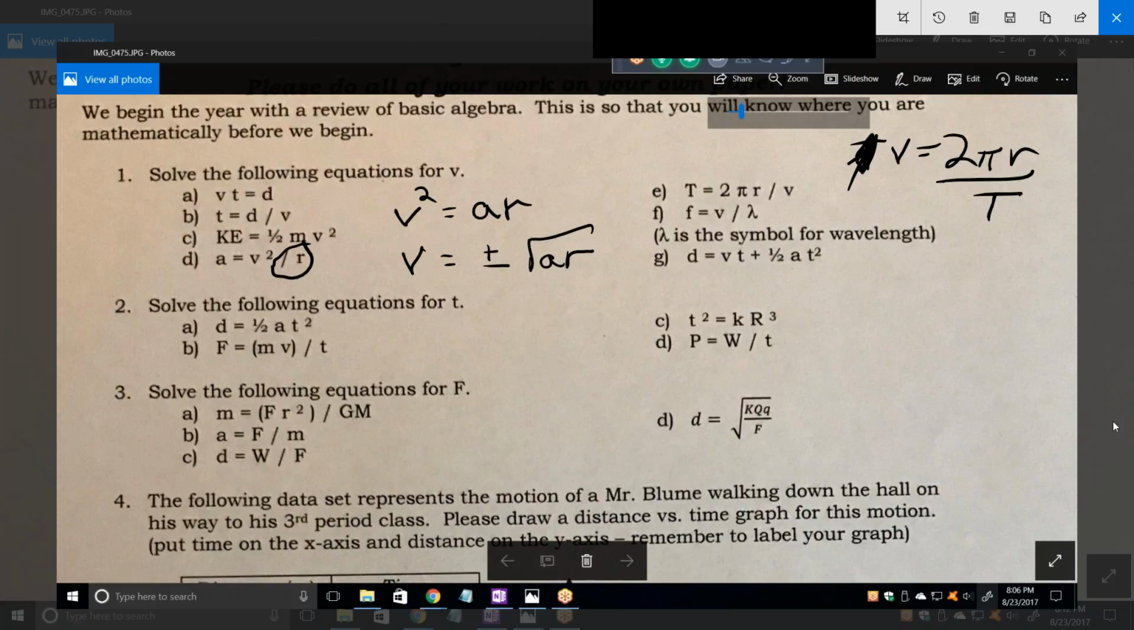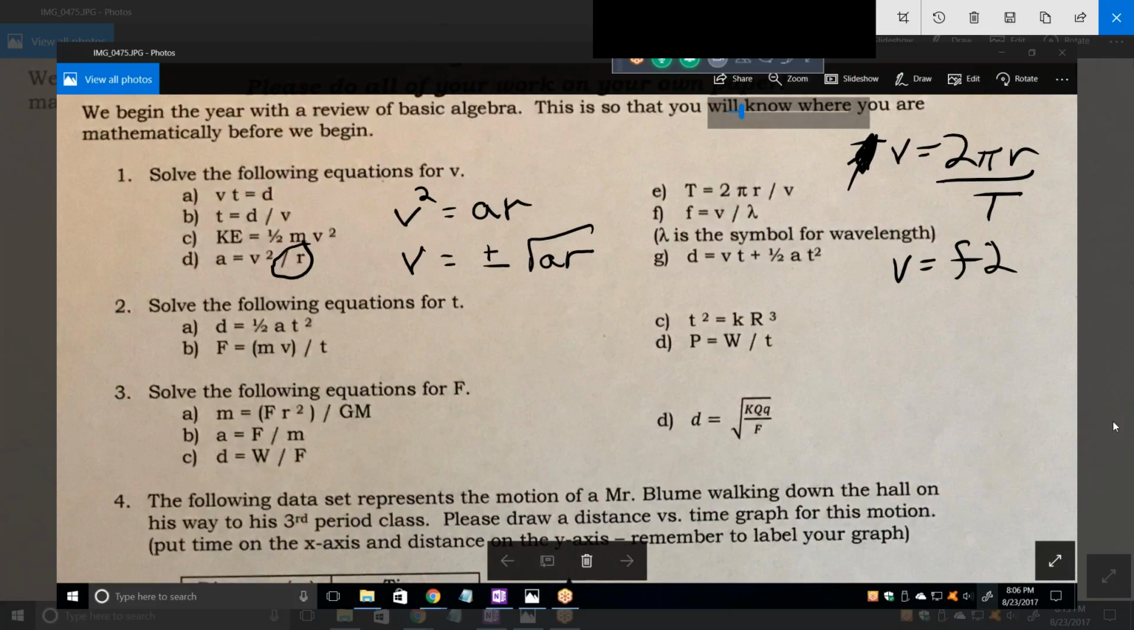Number F, what is V going to be equal to? The way you pronounce that is lambda. That's the Greek letter lambda. So we multiply by lambda. Yeah, it's from the Greek alphabet. So multiply both sides by lambda, I get lambda. That's kind of interesting. I never knew that existed.